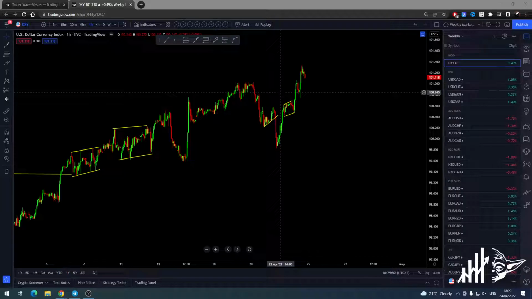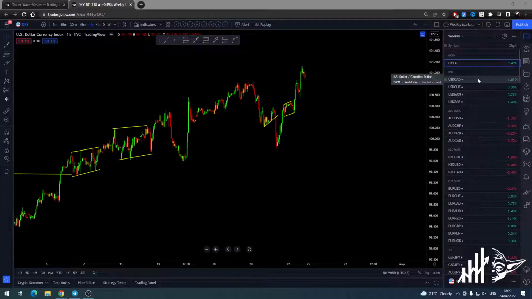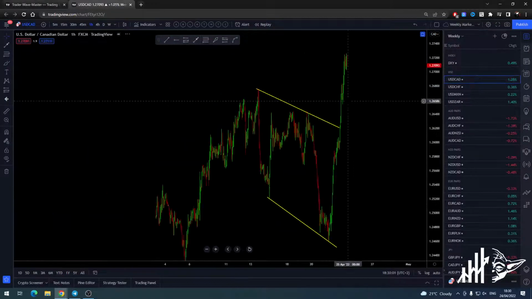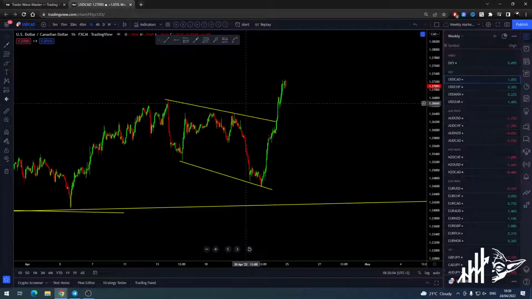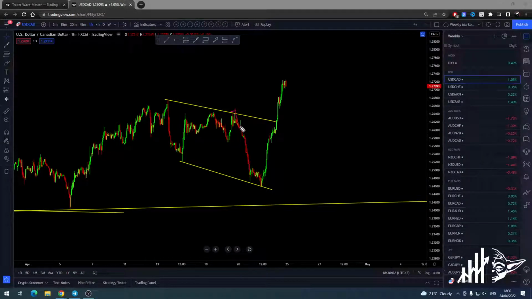Setups will change, and that's why you have to understand the patterns well enough, so you will know when a setup is invalidated. So USD CAD, this is the pattern that we have recognized. When the chart started going lower, we knew that this was going down, tag the low, and then go back up.